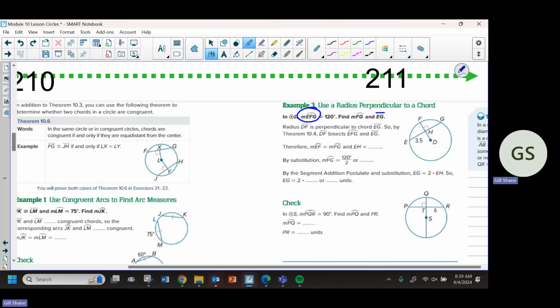So we know that arc, that's why I erased it. That arc is 120 degrees. What percentage of the circle is that? We don't need that.